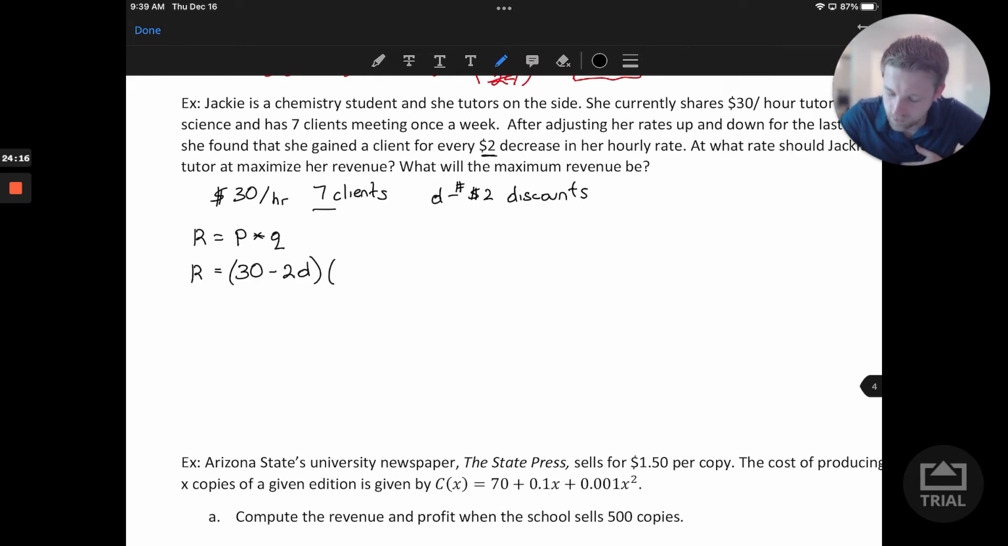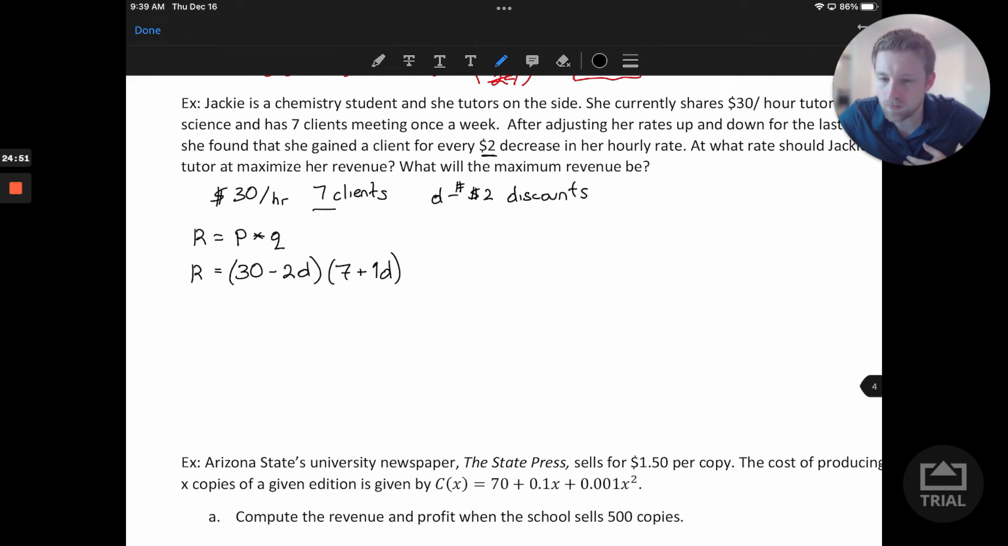Next, we can consider the quantity. Well, currently she has 7 clients, and she is going to gain 1 client for every discount she makes. So we could say that we can add 1 client. We could put a 1 there if you want, for every client she gains. So that would just be 1D, or you could just put a D. For every discount she adds, she should gain a client.